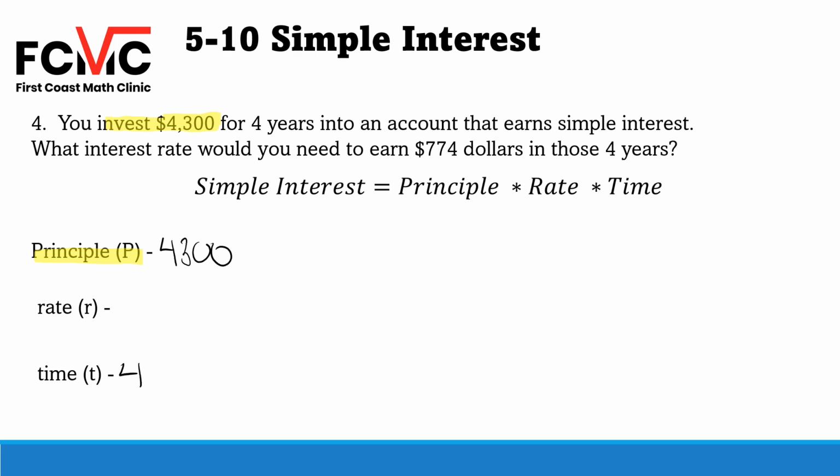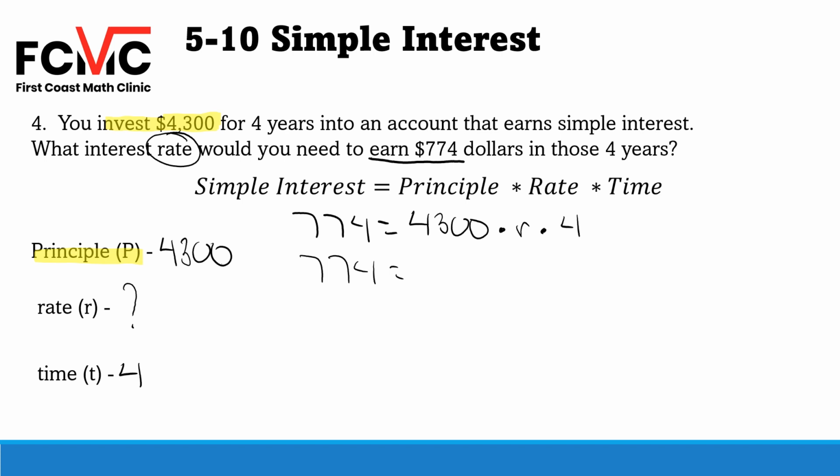And we want to earn $774. So that's our interest. So 774 is going to be our interest. Principal is 4,300. We want to figure out what our rate is going to be. That's our unknown. Okay? So times our rate, and our time is 4. So we want to solve this for our rate and figure out what our interest rate is going to be. So we've got 774 on the left. Let's multiply our 4,300 and our 4 on the right.